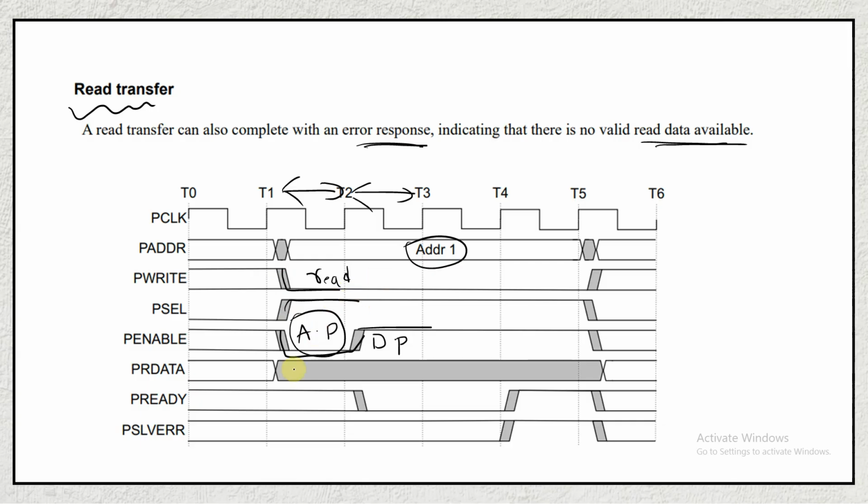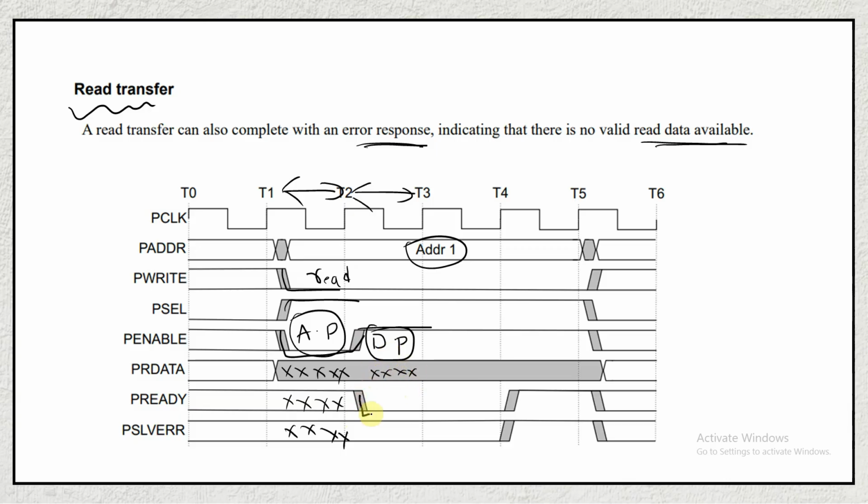and you are not going to get any data on the data bus in the address phase, and your PREADY was unknown, and there is no slave error also. Now whenever the master has entered into the data phase, we still don't have any data available here.